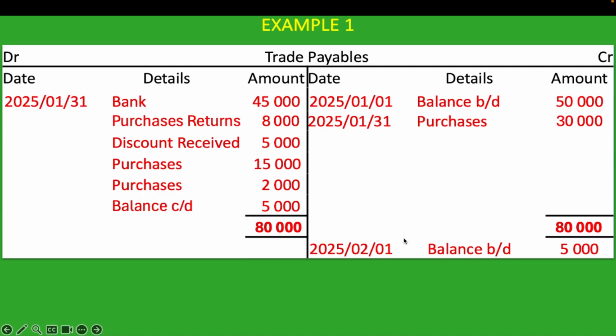Here we go. 1st of February 2025, balance brought down, and the amount is 5,000 Rand, and that is what I will begin the next month's Trade Payables T account with, as I've just mentioned. I hope this lesson was clear.